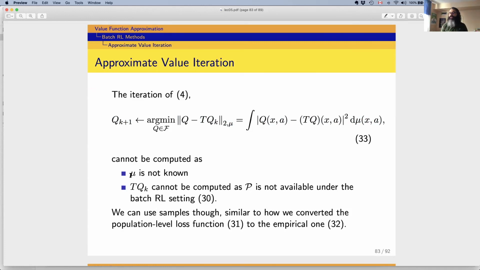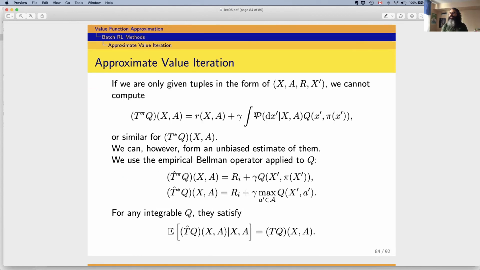because of two reasons. One is that mu is not known. We don't have mu in the case of batch RL. We only have samples from it. The other is that TQ_k cannot be computed because we do not know the dynamics P. We don't have dynamics P, but we only have data from it in the form of next states coming from that distribution. So this is essentially going a somehow similar path, trying to find the empirical version of this population loss function.